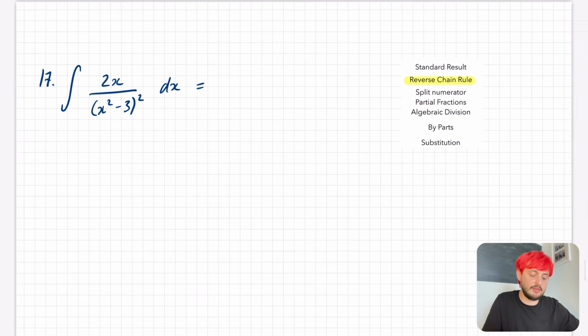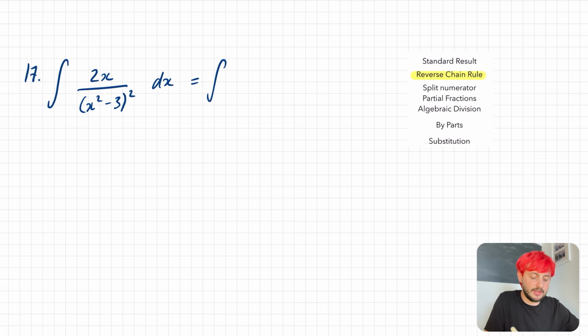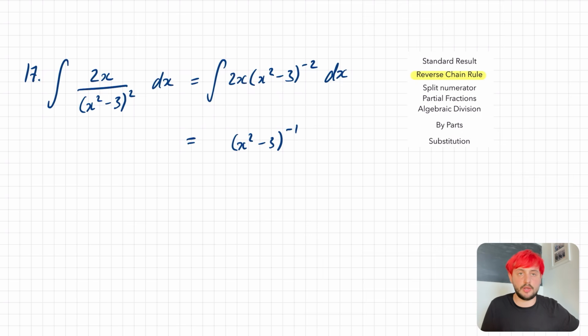So you may find it easier if I write it like this instead, as 2x times x squared minus 3 to the minus 2. You might then recognize how you integrate these kinds of functions, because it's a standard one that you would have done quite early on. All you need to do is just increase the power by 1. That's why it works with ln functions.